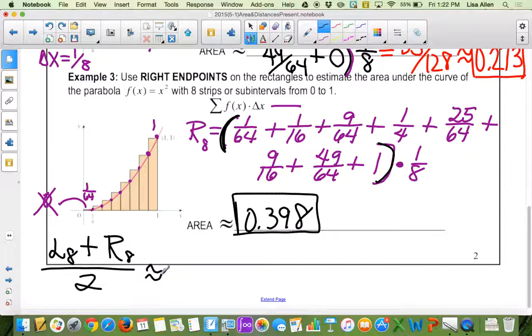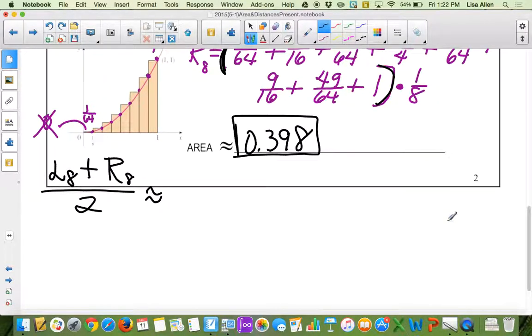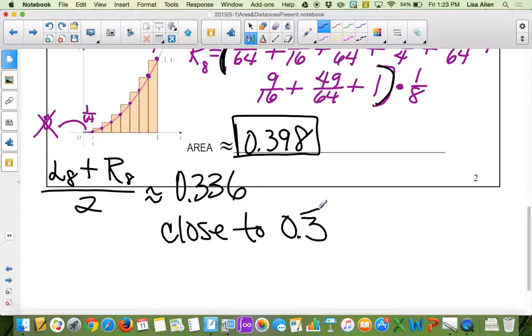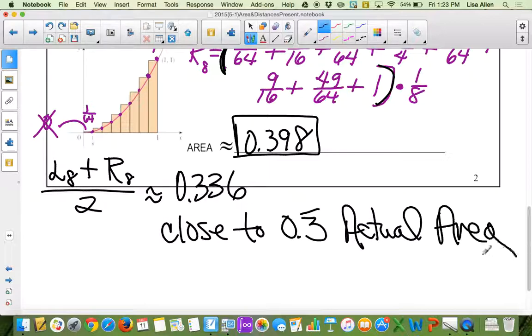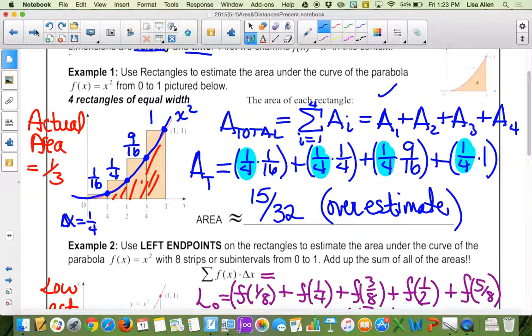Pause for a second. What do you guys get? So this is about 0.336, very close, right, to 0.3 repeating, which is the actual area. So remember, you're taking an overestimate and an underestimate, so it's combining, and then dividing by 2, you get the average of the two, which is really close, okay? So if you recall, we got that 1/3 was the area.